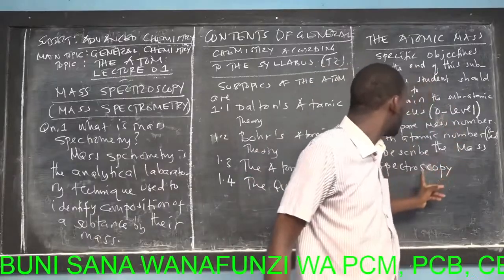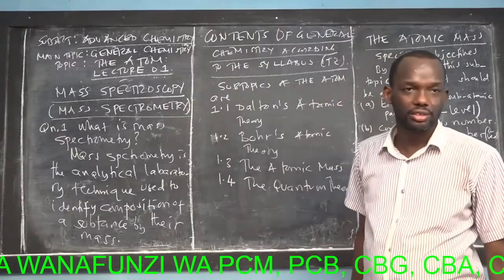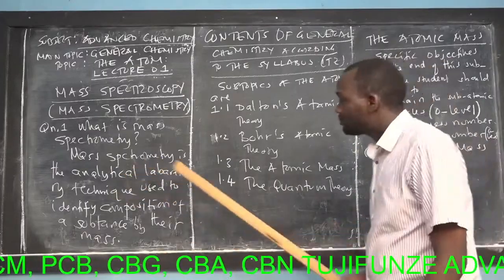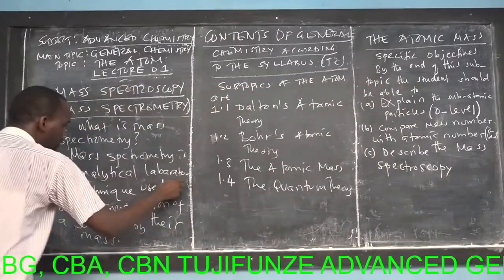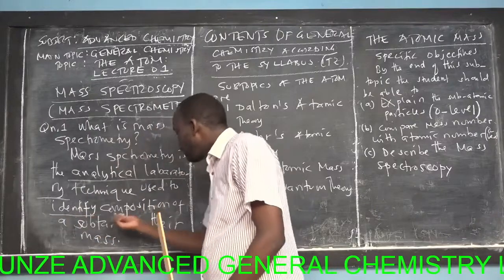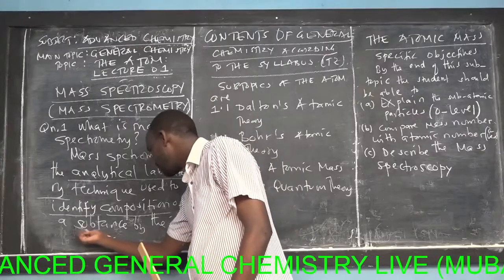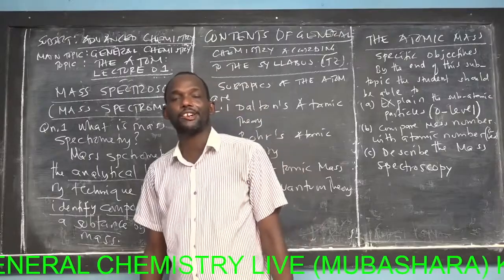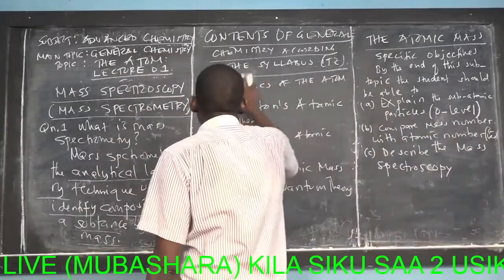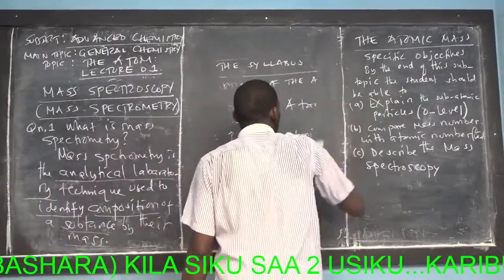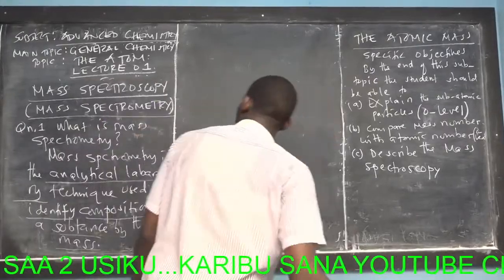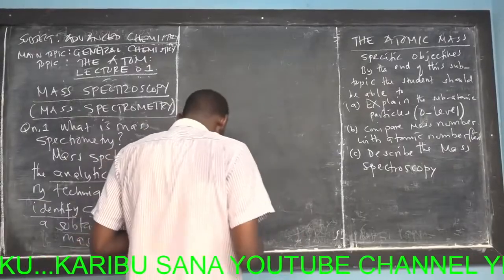Say it again. Mass spectroscopy or mass spectrometry. Don't feel shy. Pronounce these words. They are very important in your life. Mass spectrometry is an analytical laboratory technique. That's the first keyword. Used to do what? To identify what? Composition of what? Substance by what? By their masses. So use mass to determine the composition of the substance. How? Stay tuned. I will tell you how. So that's the first terminology. This part is just the introduction, but that's the first terminology that we have to learn.